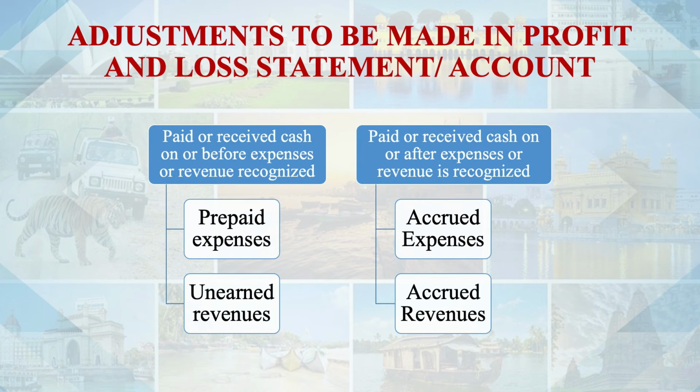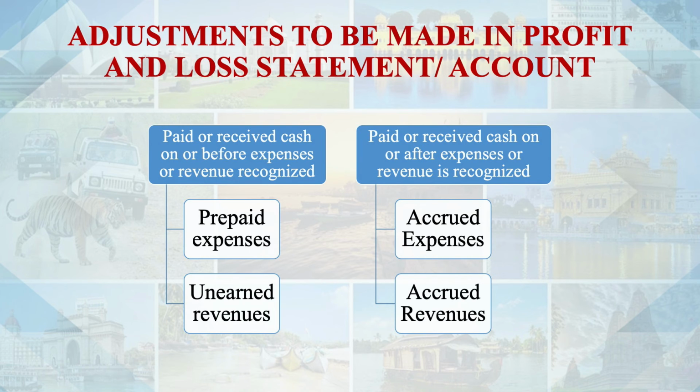Same is for accrued revenues also. If the income has been earned, it should be shown in my profit and loss account statement of this year, irrespective of whether I have received it or not. So receiving of income or payment of expenses is not important. What is more important is whether that expense has been incurred or not, whether that income has been earned or not. So these 4 different things are very important when we prepare a profit and loss account or statement.